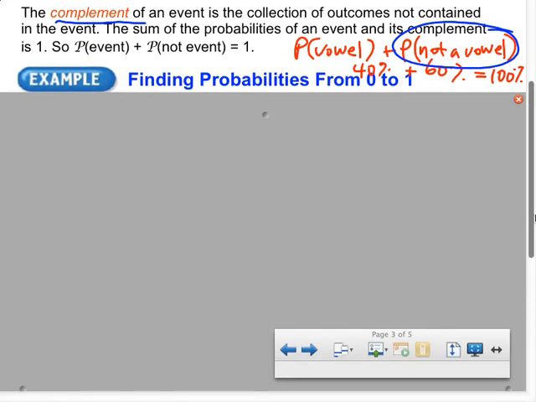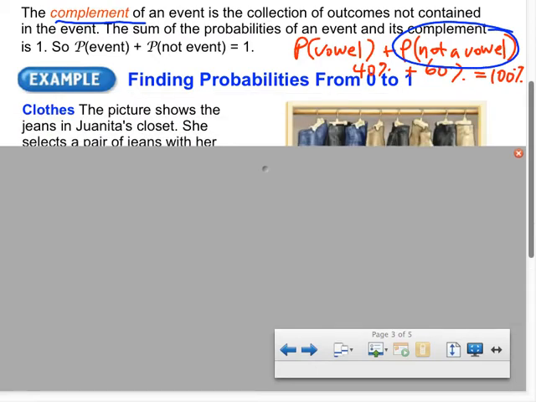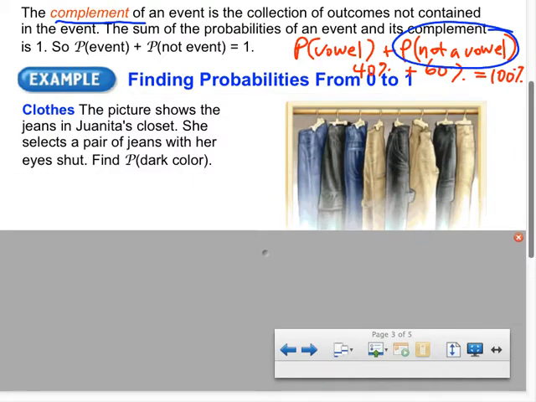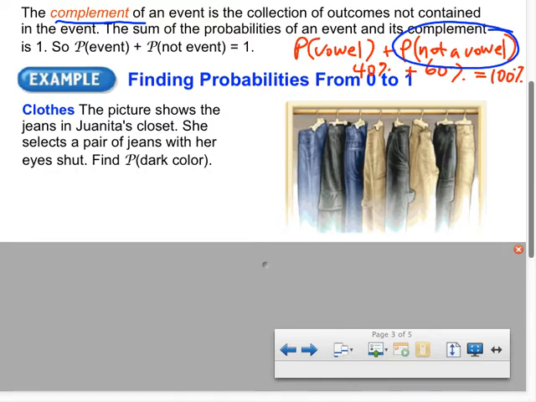All right, moving along. Finding probabilities from 0 to 1. The picture shows jeans in Juanita's closet. She selects a pair of jeans with her eyes shut. That means she's going to pick it at random. Find the probability that she picks a dark color.